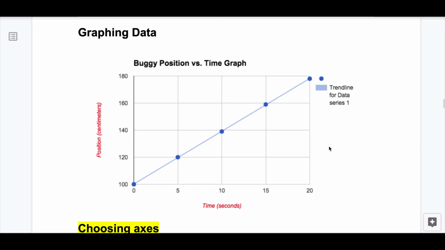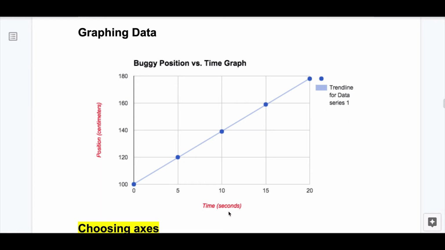Okay, so we looked at calculations for velocity. Now we're going to look at what graphing it looks like. So here we have the data, similar to the Motion Man, but this is a little buggy that I measured the displacement, the distance it went, its position over time.